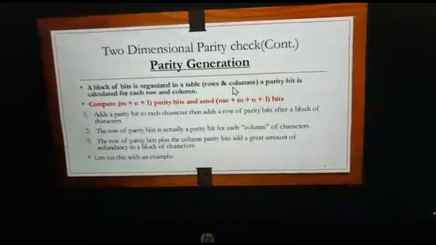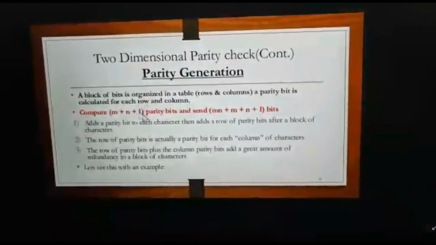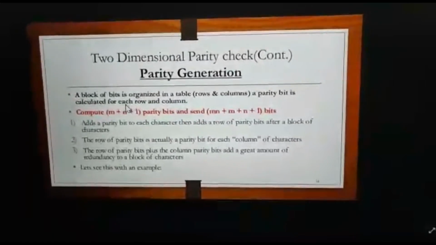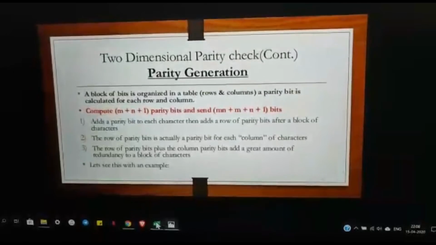As we have seen the definition of two-dimensional parity check, let's get into its details. In two-dimensional parity check, the bits are arranged in rows and columns. For understanding this, let me explain an example.